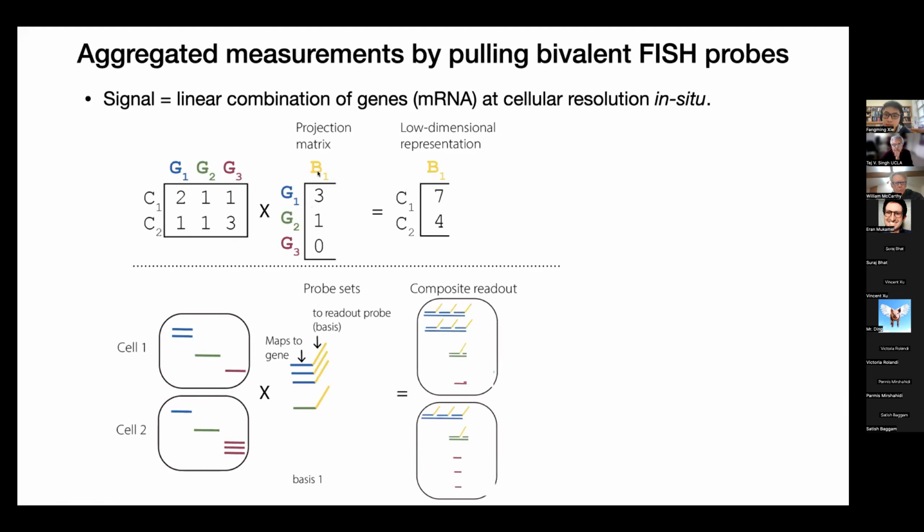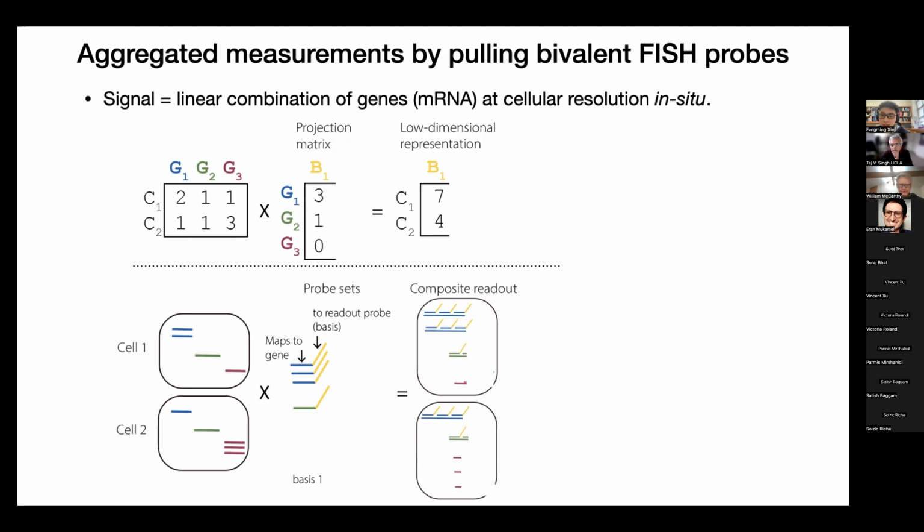If we assign, in this case, three weights to gene one, one weight to gene two, and no weight to gene three, we can implement this with a probe set, where we design a set of probes that binds to three different locations on gene one, one location on gene two, and no probe binds to gene three. And we read them out using the same readout probes. By this binding with the endogenous mRNA molecules by the probes, we can then collect the signals of the probes to achieve this low dimensional projection. And this is just one projection.